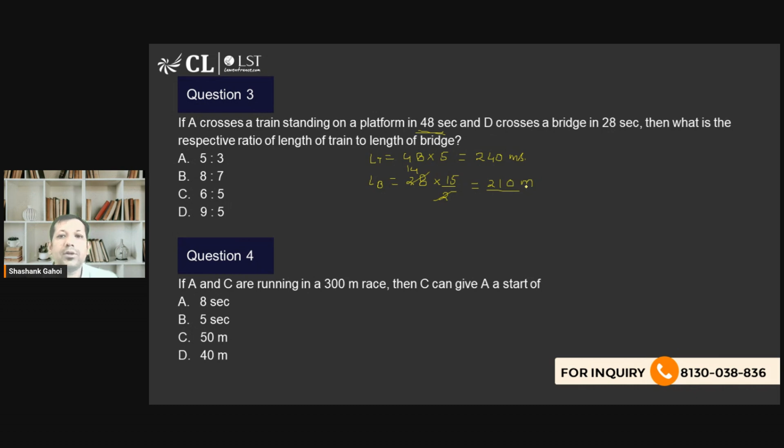Okay, so D is crossing the bridge in 28 seconds. Speed of D is 15 by 2 or 7.5. So what is the distance of the bridge? That is equal to speed into time. So I can directly say it is 210. So what is the ratio of length of train? That is 240 is to length of the bridge, that is 210. So this value comes out to be 8 is to 7. So my answer of this question is going to be option B.